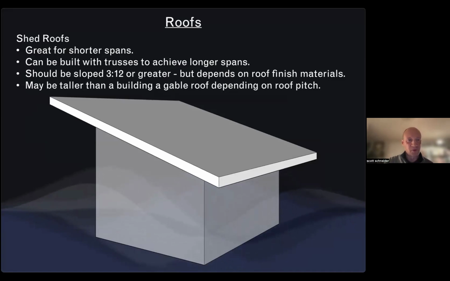The slope usually needs to be at least 3 in 12, and it really depends on the finish material that you're going to use, because certain roof finish materials are only warranted for certain slopes. A lot of times it starts with 3 in 12 for shingles or for metal roofs.